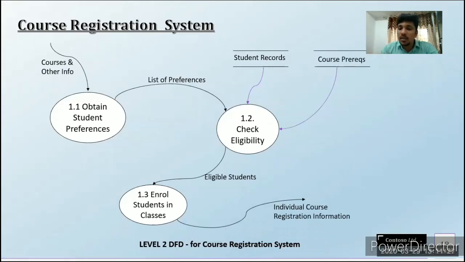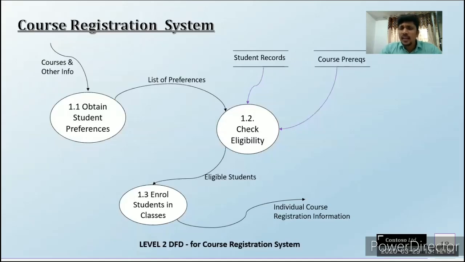The individual course registration information that you have seen in the level 1 DFD itself will be transferred to the compiling and distribution of information process for the enrollment of students and their proper admission in the institution. That is how we divide the course registration system, and the level 2 DFD is created in that manner.